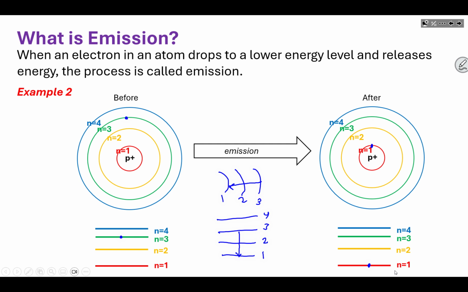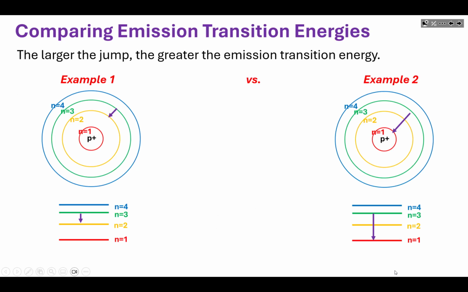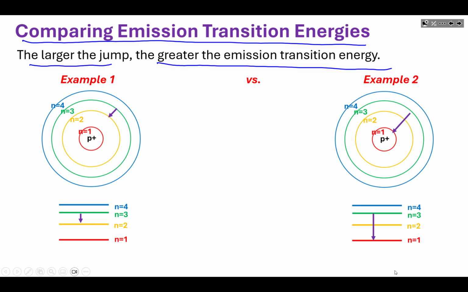Okay, so now I want to compare emission energies. When these electrons drop down from higher energy levels to lower energy levels, they have to emit energy because energy is conserved. So let's just say this is emitting a photon. And I want to compare from example 1 and example 2 the energies of those photons. So how do I do that? Comparing emission transition energies, the larger the jump, the greater the emission transition energy, or the greater the energy of the photon that's emitted.